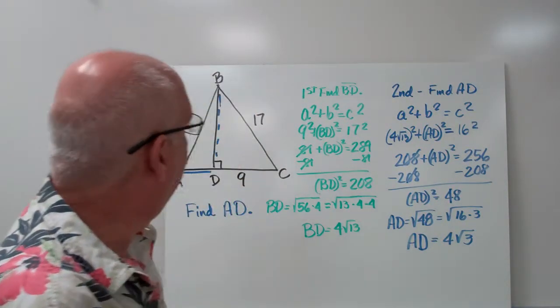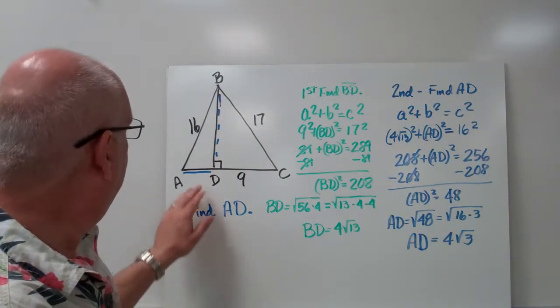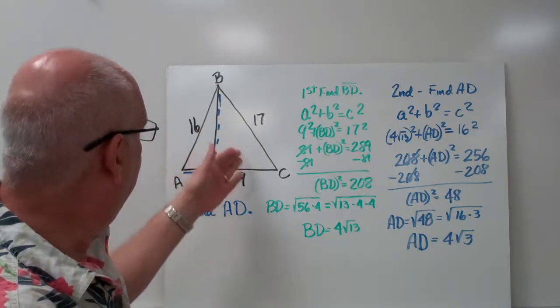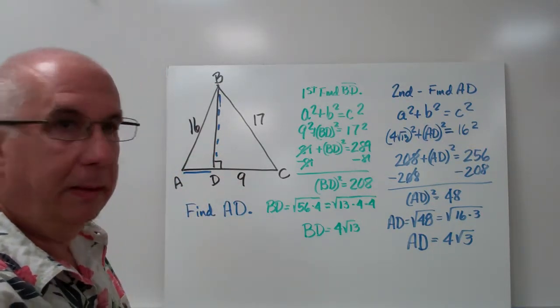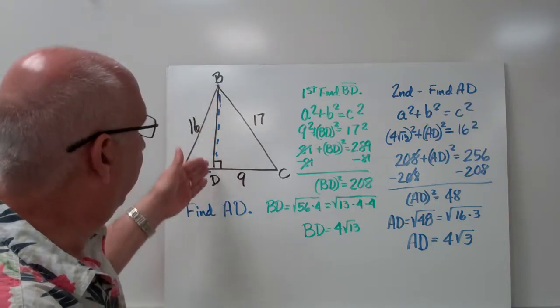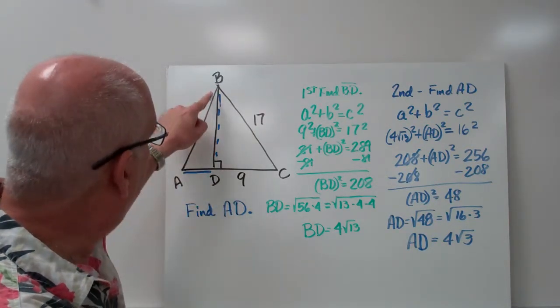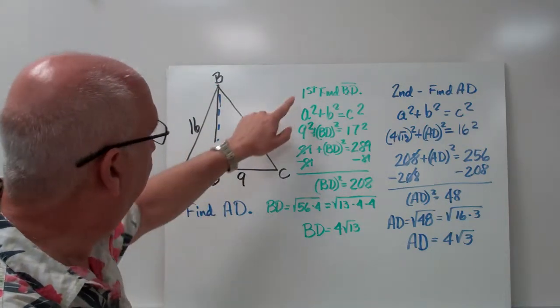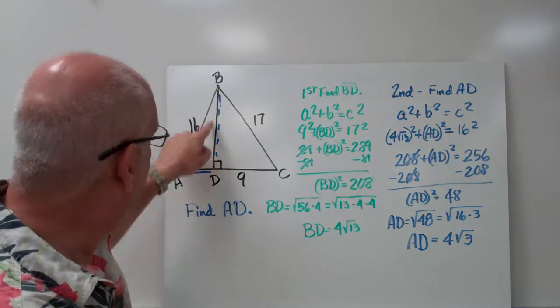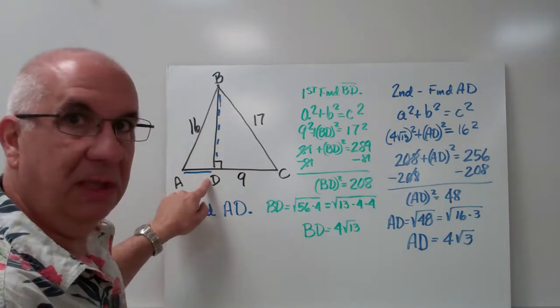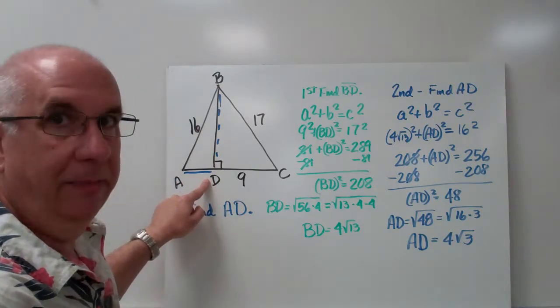The next problem is a little more complex. You're told to find segment AD. You're given this triangle, and you've got an altitude here. This is a two-step problem. The first thing you need to do is find the altitude, BD, and then once you've got the altitude, you can find the missing leg here, AD.